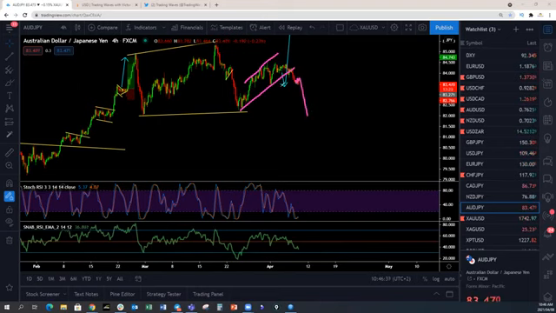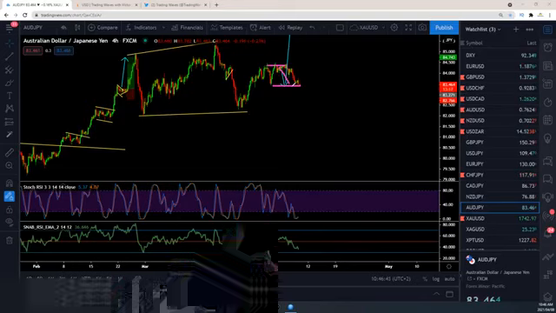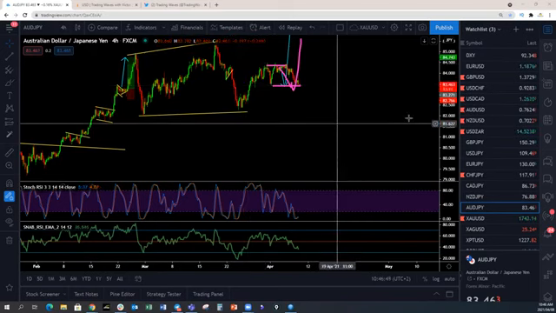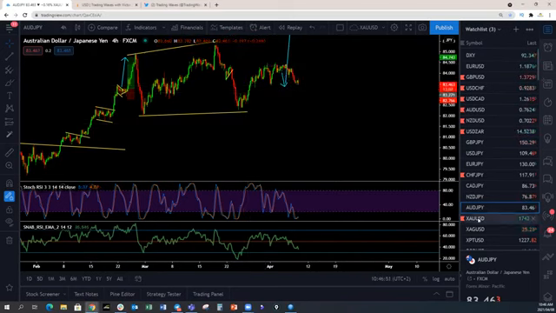We were looking for this to continue to the upside with this corrective structure. That's why I was looking for this move that has come here, and we're looking for this one to continue to the upside. So let's watch for that. There's no trade setup right now on that.